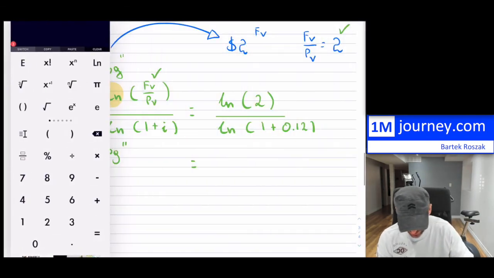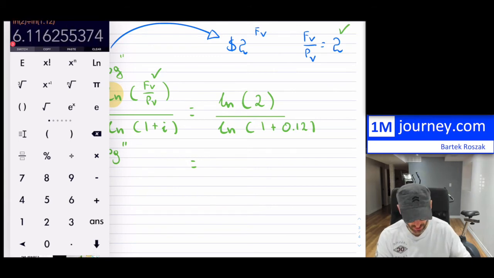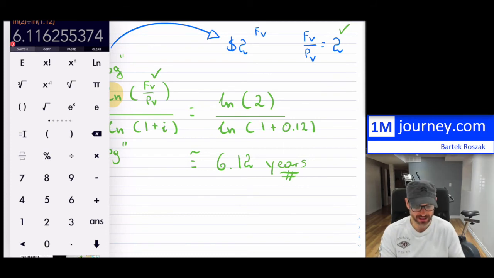So I'm going to put this in: ln of 2 divided by ln of 1 plus, so it's going to be 1.12 in there. Just hit equals. This means it would take approximately, let me round this, years. Because you are compounding annually, that's how long it would take, and that's the only thing that you would do.